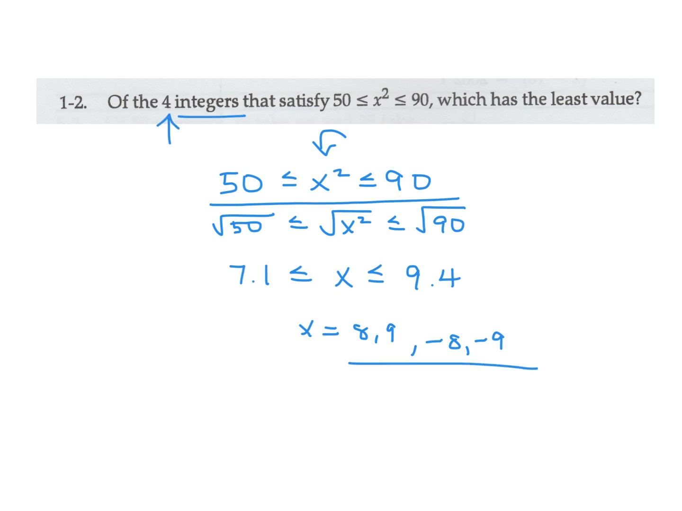And if you got to just these 2, you should know that there's 2 more just because they told you that. So it's very helpful that they said that there's 4 values. So that's why you shouldn't have missed the other 2. And then of those 4, which has the least value? Well, the least value of those 4 is obviously the negative 9.